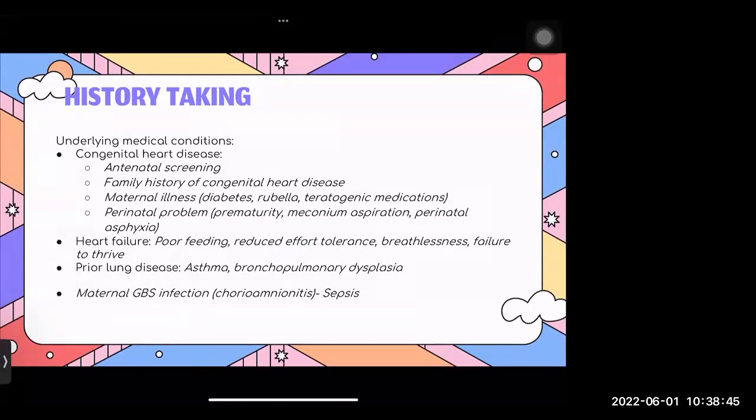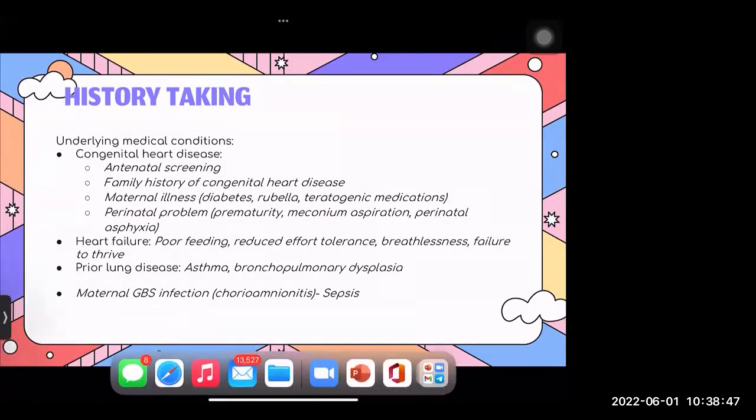How long does the child take to finish the bottle?